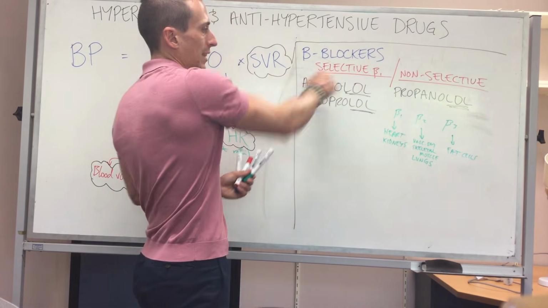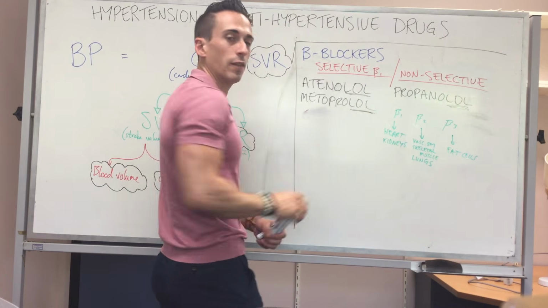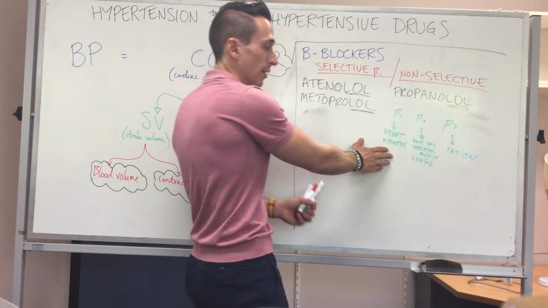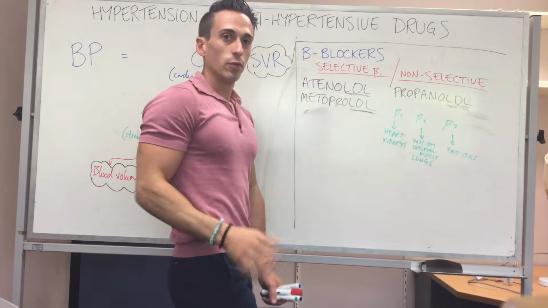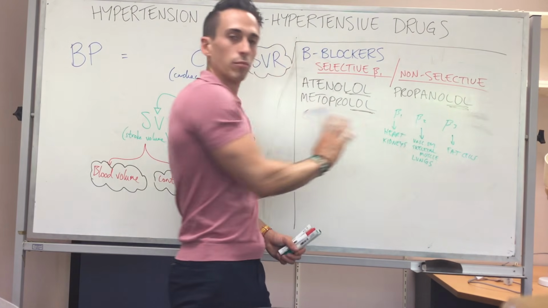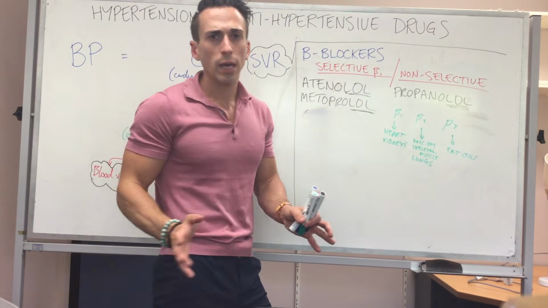Now, when we look at the selective beta blockers, they bind specifically to beta 1 and inhibit the effect of the sympathetic nervous system at the heart and also at the kidneys, which means less renin is released. Remember that. What about the non-selective? Well, that means they block all three. Now, they block the heart, that's fine, same effect as beta 1. Blocking fat cells, who cares?